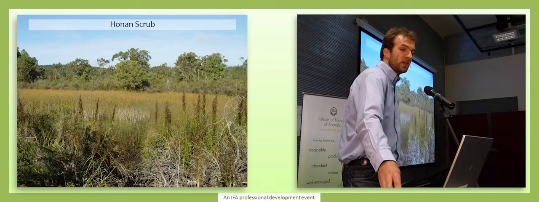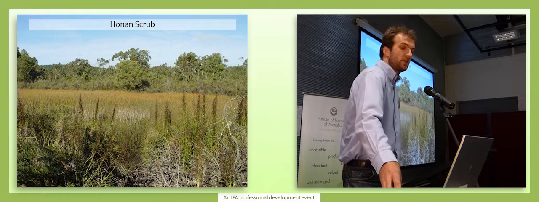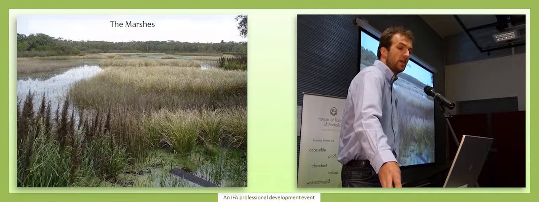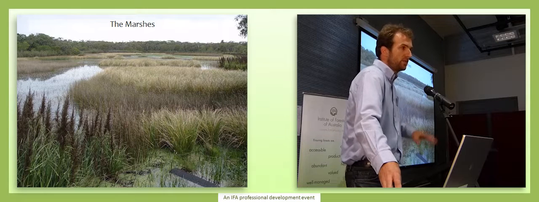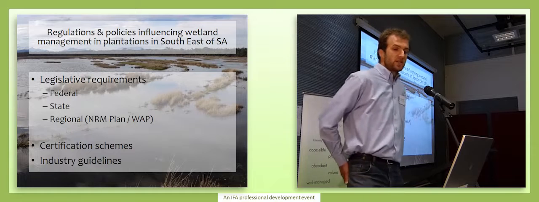So wetlands come in all shapes and sizes. There's also a couple in the lower southeast here which are in a forestry context. This one from Honan Scrub, a more densely vegetated wetland, and this one at the marshes. So just to give you a taste of the range of wetlands we've got. Right, so that's enough of an introduction.